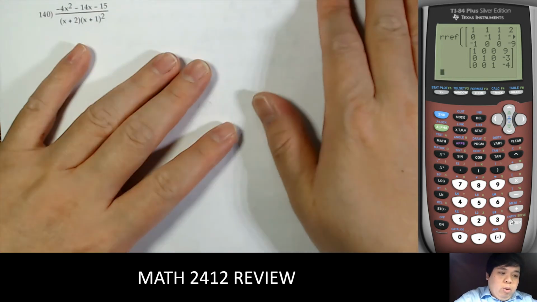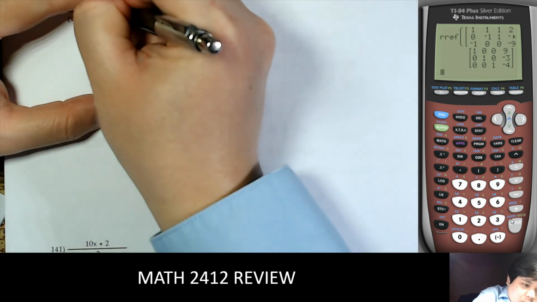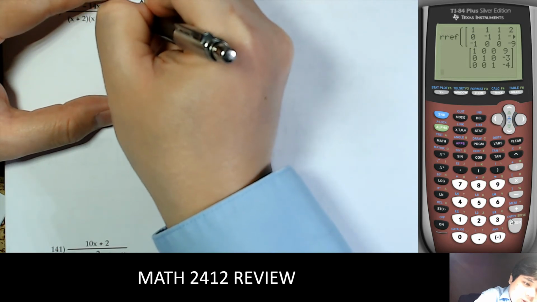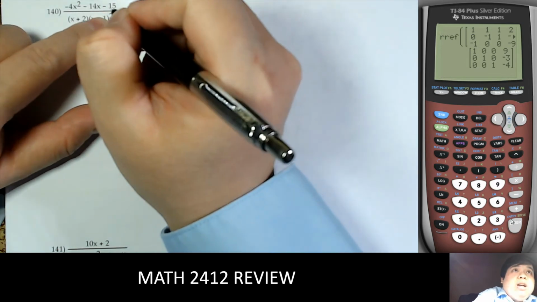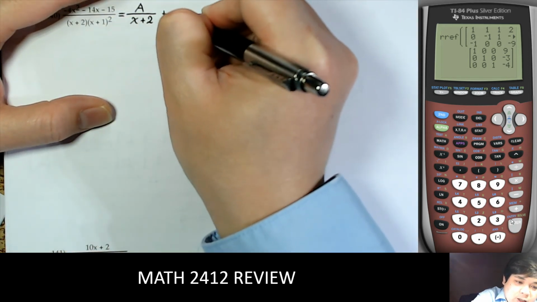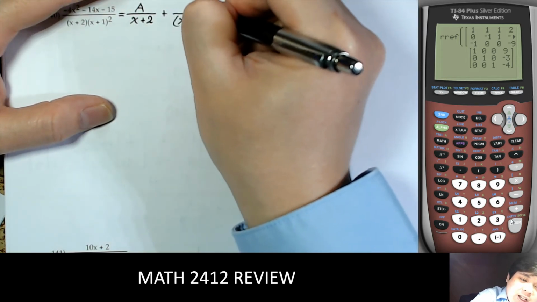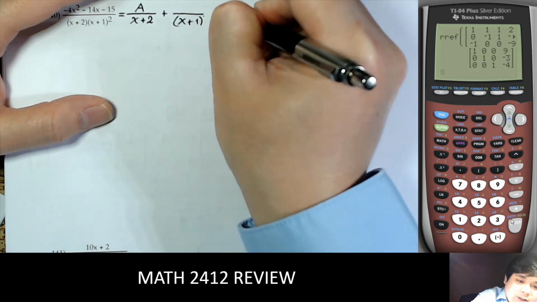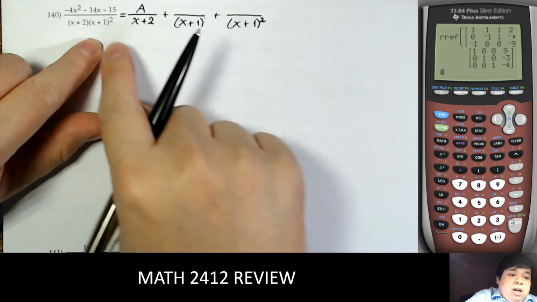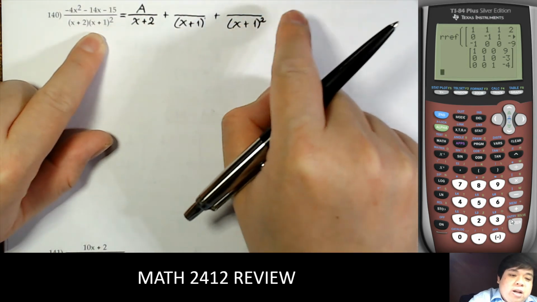Next we have the repeated factor. So I have x plus 2, right? So we're going to have A for x plus 2. And for x plus 1, it is repeated with the square. So we're going to have x plus 1 first, and then the x plus 1 square. If it is repeated, we have to do that. By the way, let's say if this is to the third power, we're going to have x plus 1, x plus 1 square, x plus 1 cube.